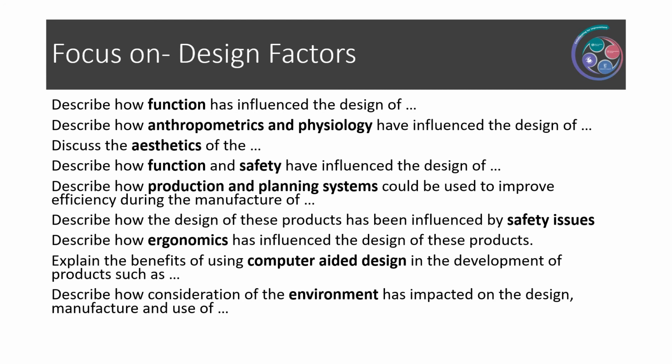Describe how production and planning systems could have been used to improve efficiency during the manufacture of the product. Describe how the design of these products has been influenced by safety issues. Describe how ergonomics has influenced the design of these products. Explain the benefits of using CAD in the development of products such as this. Describe how consideration of the environment has impacted on the design, manufacture, and use of the product.